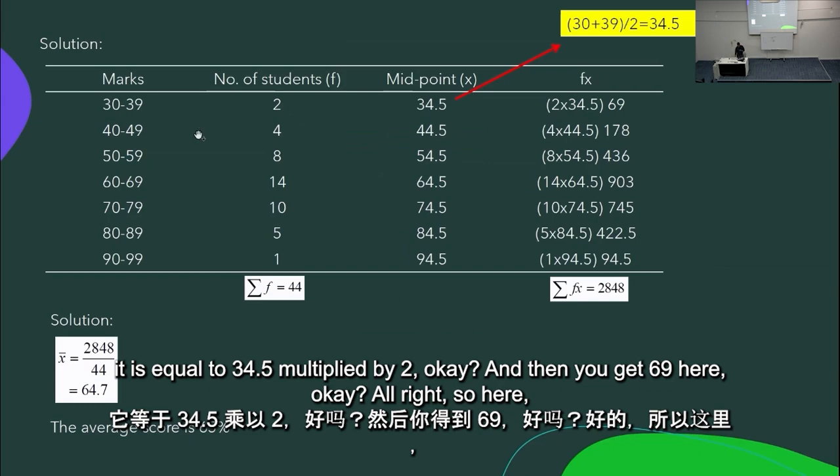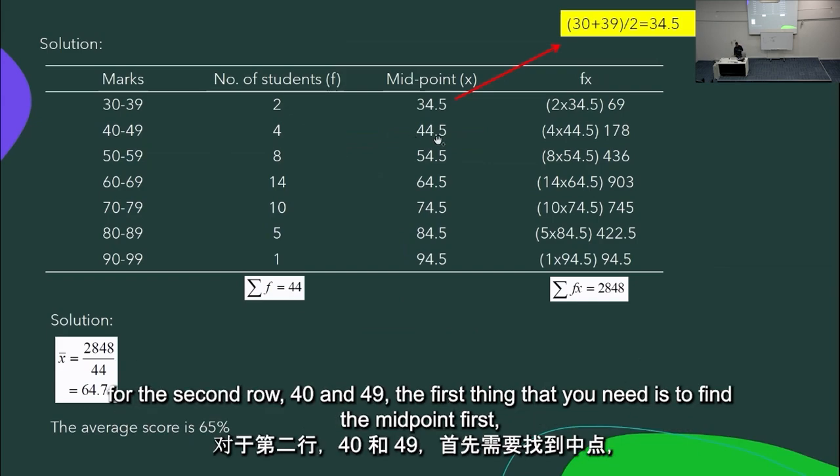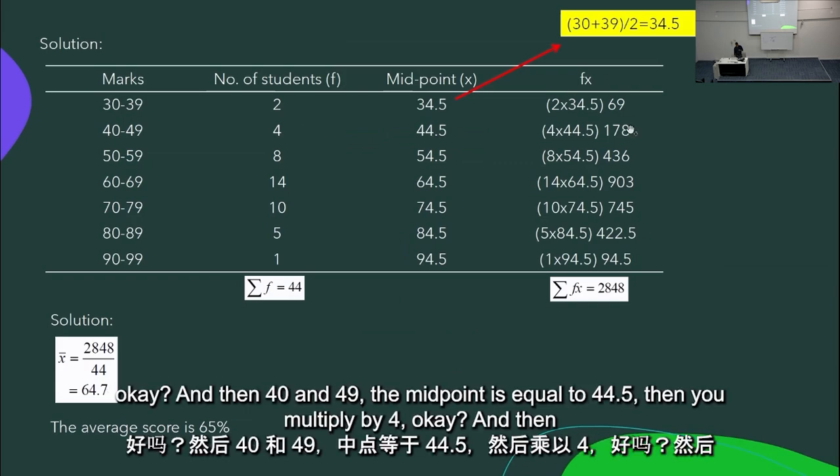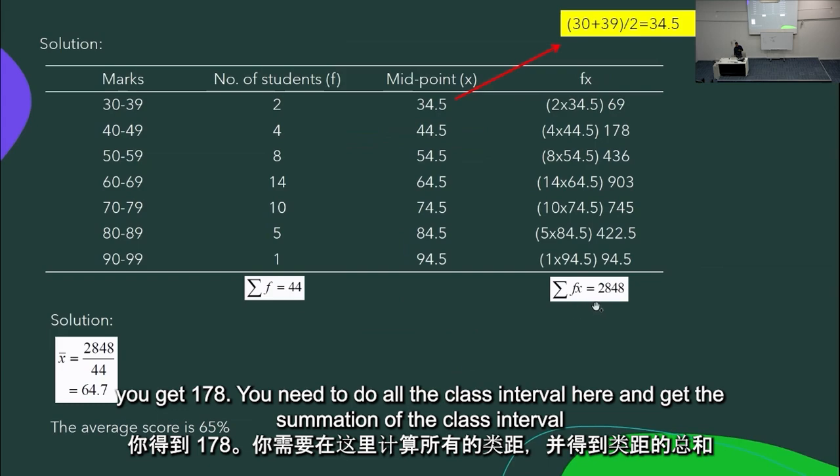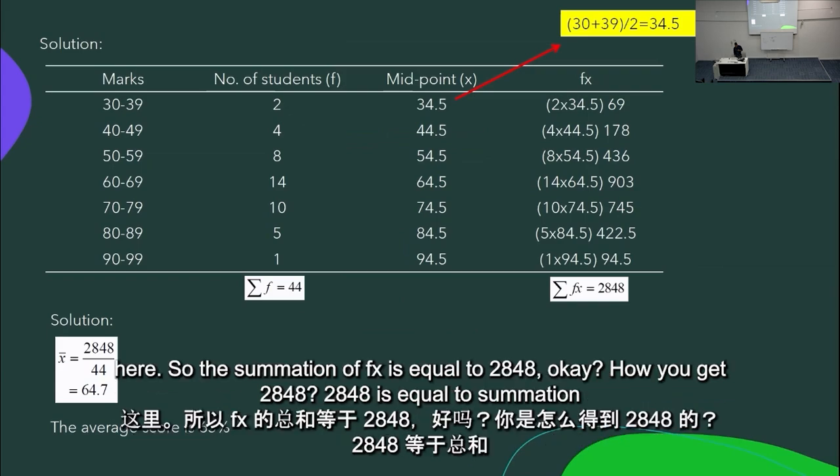For the second row, 40 until 49, the first thing that you need is to find the midpoint first. And then 40 until 49, the midpoint is equal to 44.5. Then you multiply by 4, and you get 178. You need to do all the class intervals here and get the summation of fx. So the summation of fx is equal to 2848. How do you get 2848?